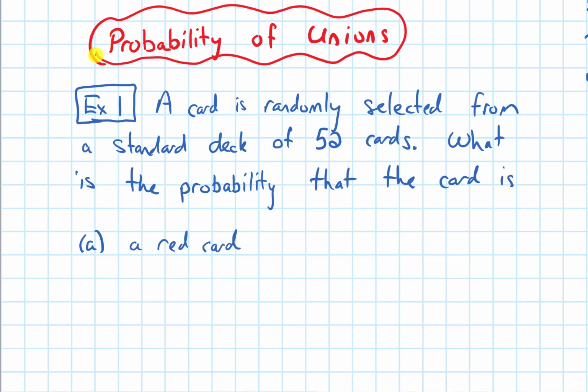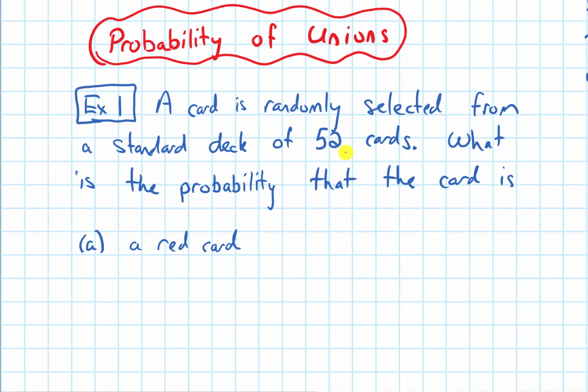In this video, we will talk about how to find the probability of the union of two sets. So I want to begin with an example, which says that a card is randomly selected from a standard deck of 52 cards. What is the probability that the card is, part A asks, a red card?